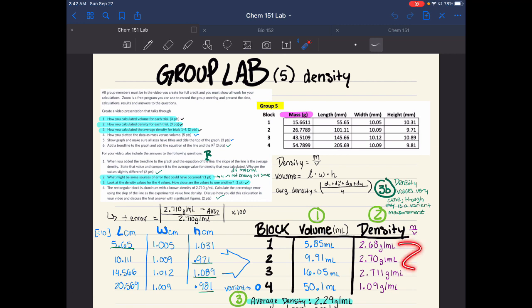Once I got the density, I added all of these up, divided them by 4, which gave me 2.29 grams per milliliter. When looking at the density measurements, we can see that the first 3 are very close together with very minimal differences. However, the 4th measurement varies quite dramatically compared to the other ones.